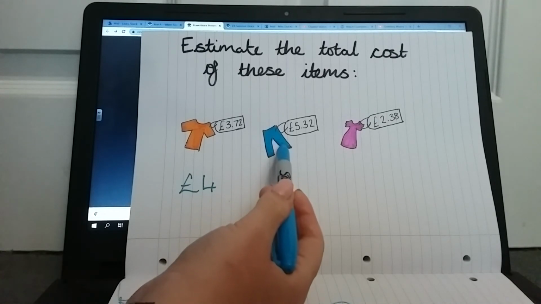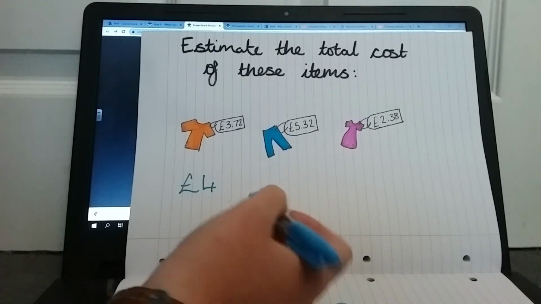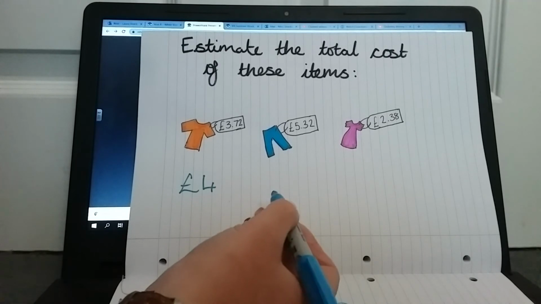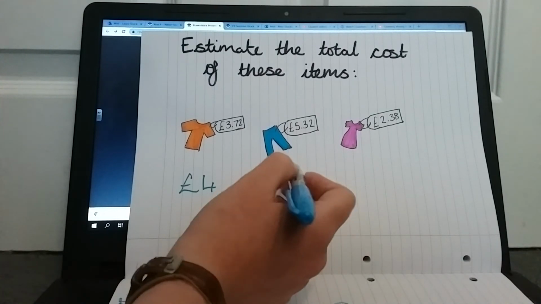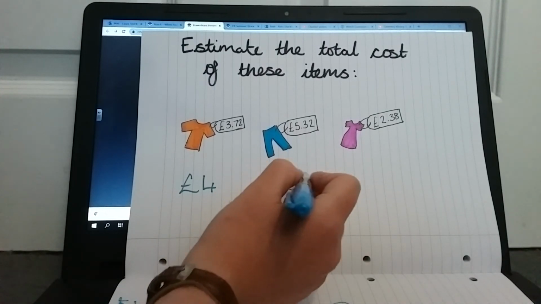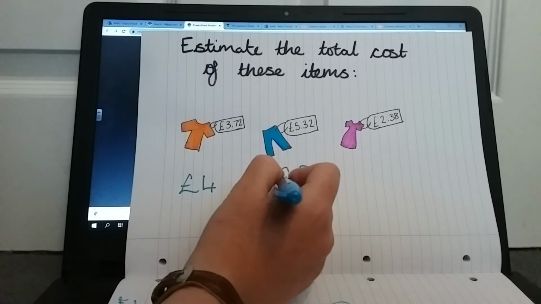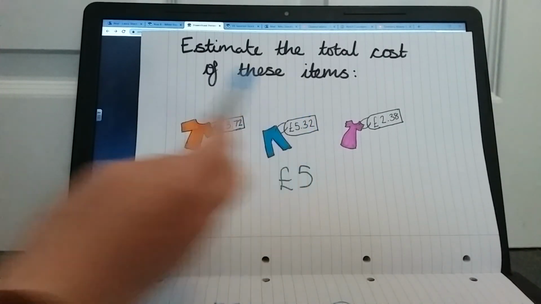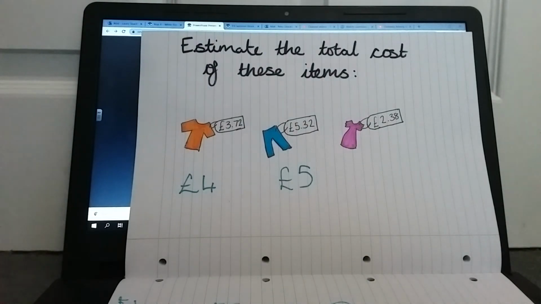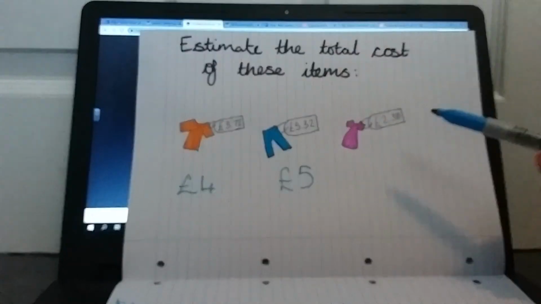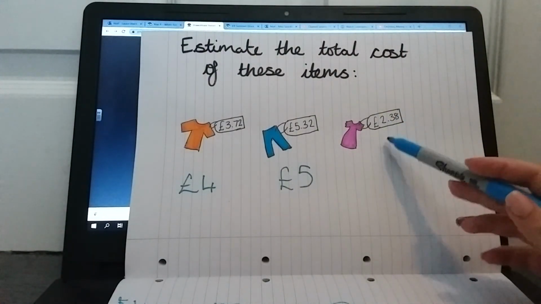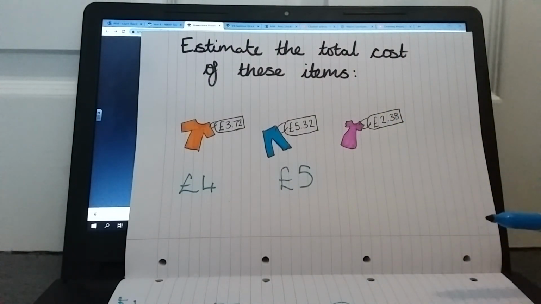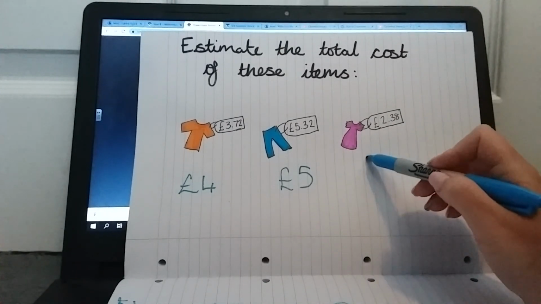Having a look at the trousers, £5.32 rounded to the nearest pound would be, well done, £5. Because the value of my tenths column is a 3, which means it's going to be rounding down. And what about my dress? £2.38 rounded to the nearest whole pound would be, well done, £2.